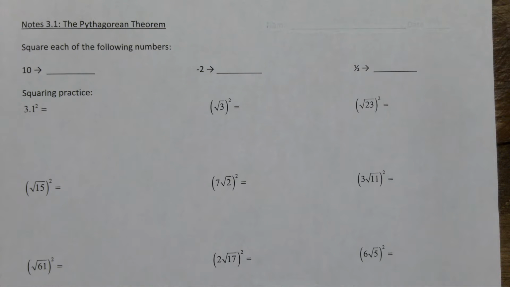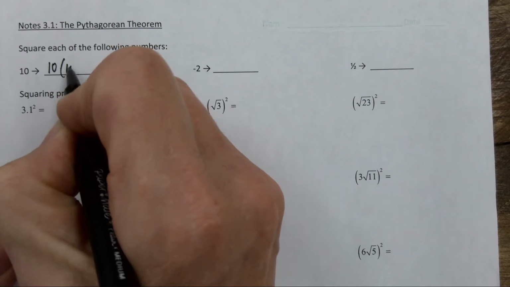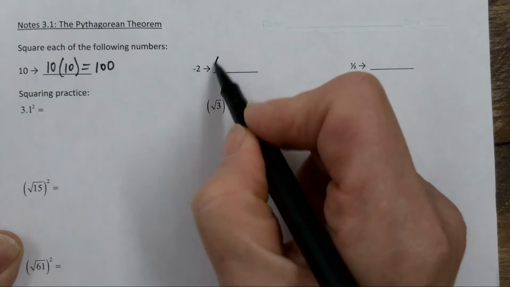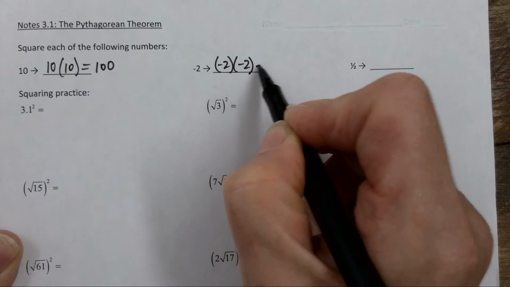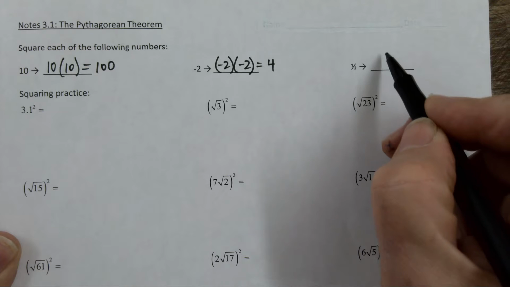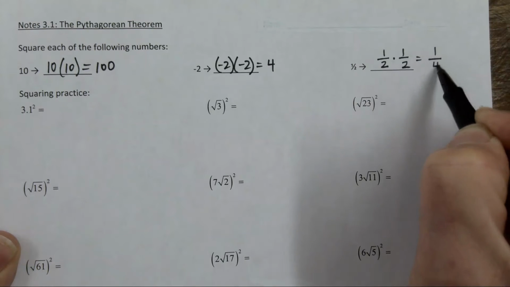And so I want to point out when we start working with squares and square roots. When you square a number, you multiply it by itself. So if I'm asking you to square 10, I'm asking you to figure out what 10 times 10 is. If I'm asking you to square negative 2, I want you to find out what negative 2 times negative 2 is. Making sure that you square your negative properly. If I want to know what 1/2 squared is, I want 1/2 times 1/2, 1/4.